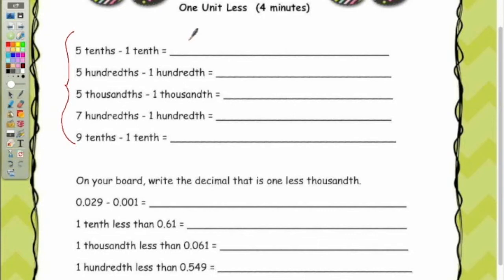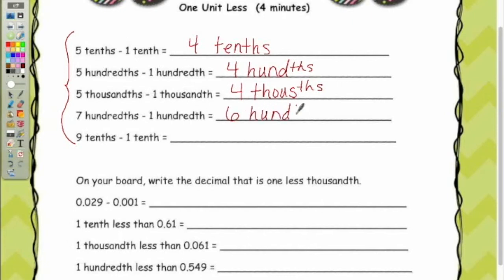5 tenths minus 1 tenth? 4 tenths. So just write it down. 5 hundredths minus 1 hundredth? 4 hundredths. 5 thousandths minus 1 thousandth? 4 thousandths. 7 hundredths minus 1 hundredth? 6 hundredths. I knew what you meant. And 9 tenths minus 1 tenth. 8 tenths. So maybe just try not to add today. How's that sound? That's good.